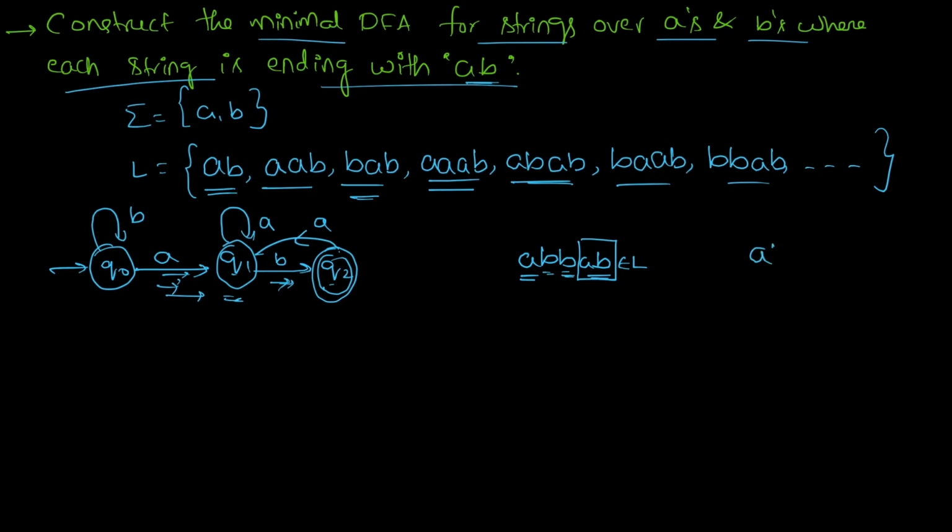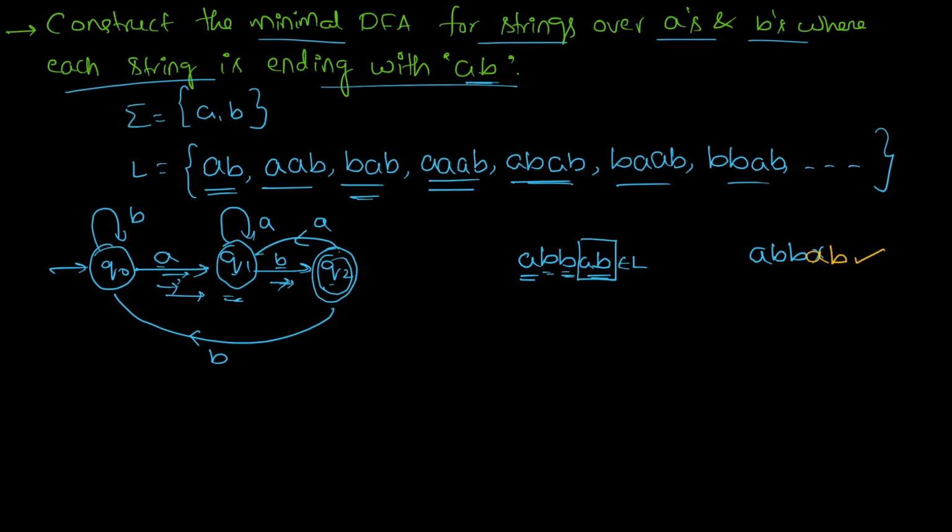So if we have a string ABB, we should be rejecting this string because this is not in our language. So from Q2, we should go to some state where if we see AB after this, this is a valid string. So this should be accepted. So we move from Q2 to Q0 on B so that we will have AB as our end of the string.